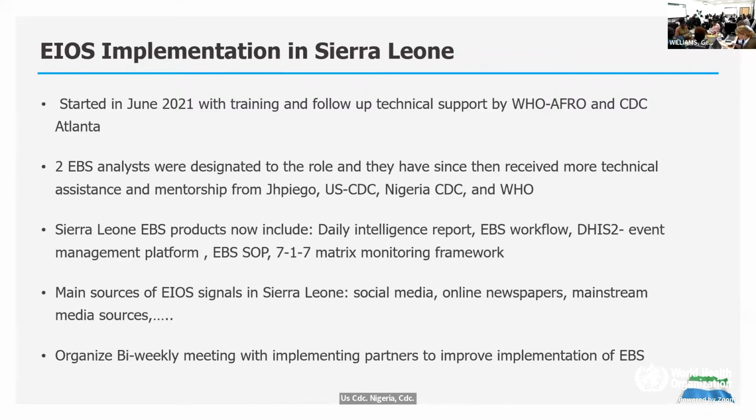These are the EBS products. We have our daily intelligence reports. We have our EBS workflow. We have our DHIS2 event management system, our EBS SOPs, and also the 7-1-7 matrix.